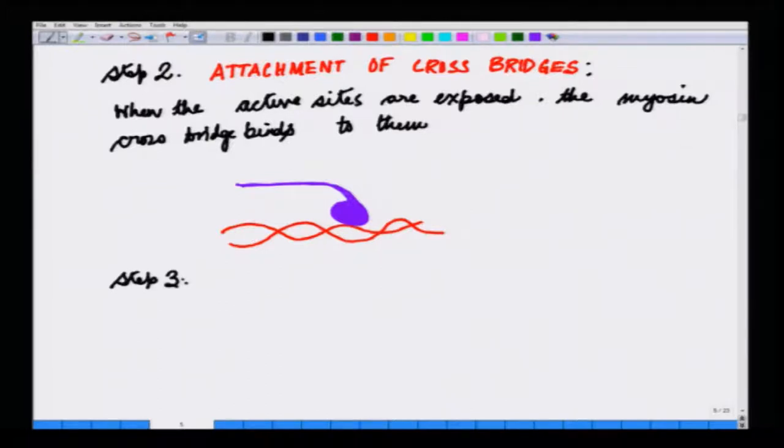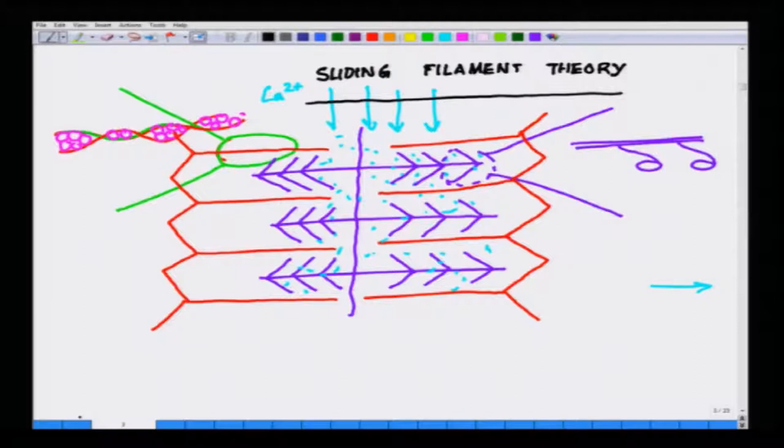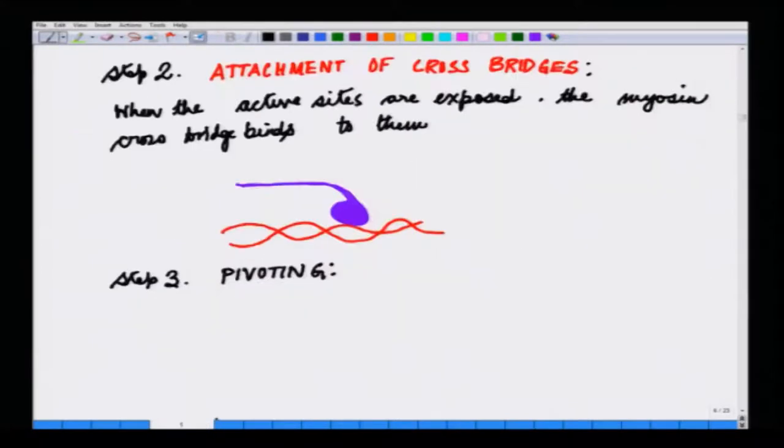Step 3 is something called pivoting. What is pivoting? In the resting sarcomere, each cross bridge points away from the M line. If you realize here, this is the M line. If you look at the structure very carefully, you will see that most of the time they are facing away from the M line. So, at rest they are facing away from the M line.